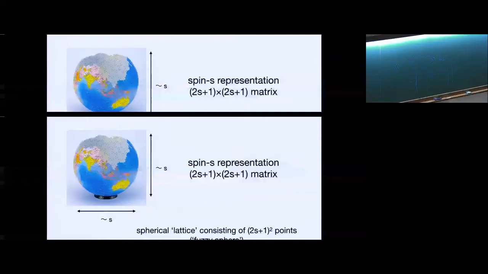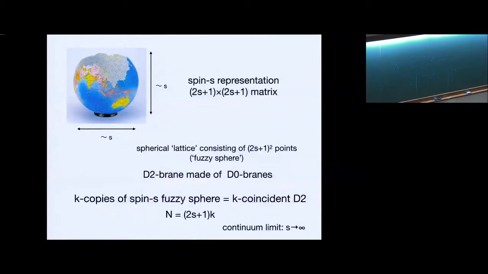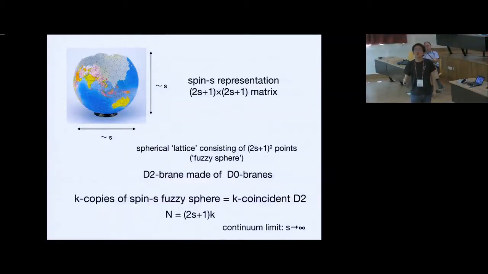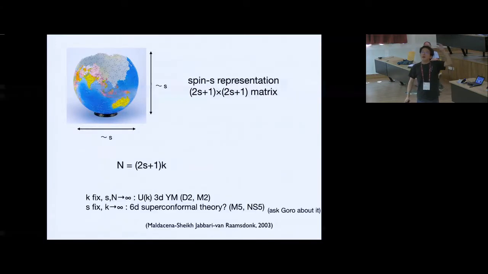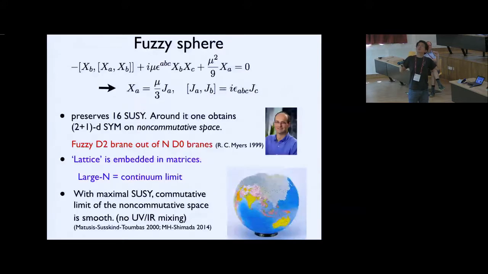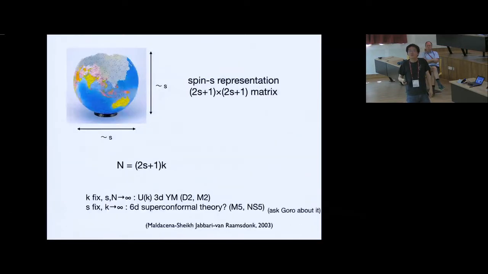So you can get the U(k) gauge theory in non-commutative 2-dimensional space. And the continuum limit corresponds to S going to infinity at fixed k. And that limit corresponds to 3-dimensional theory. Strictly speaking, we have to tune S and also this parameter mu in a proper way, so we have to take a double scaling limit. But anyway, in the Maldacena, Sheikh-Jabbari and Van Raamsdonk paper, they show what kind of double scaling limit should be taken. So we can construct 3-dimensional theory on a 2-sphere this way.